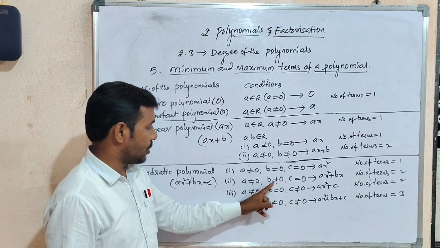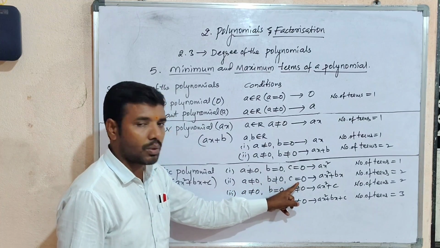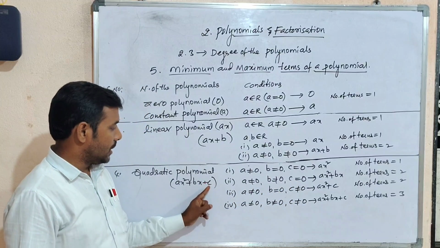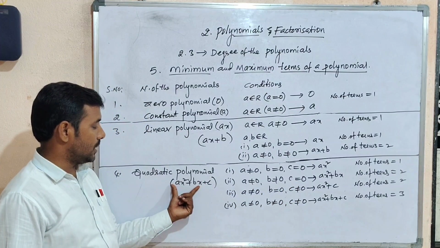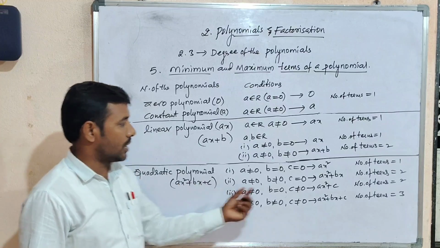Let us go with the second condition. A not equal to 0, B not equal to 0, C is equal to 0. Nothing but in this C is considered 0. Then what will happen, tell me? The result is Ax square plus Bx only, no?